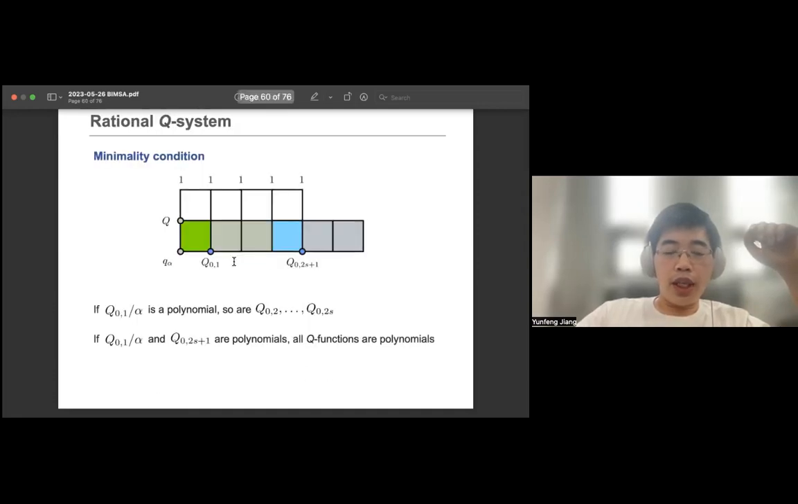And how do we see that our proposal is correct? We can check it numerically.